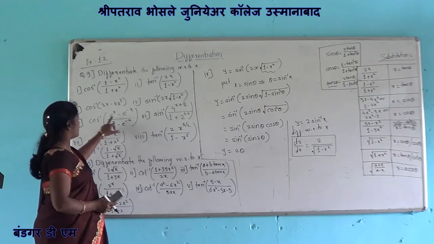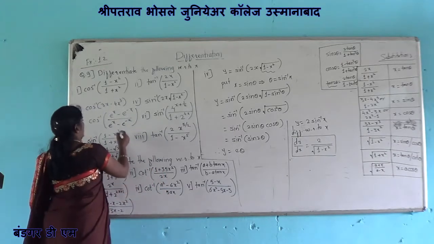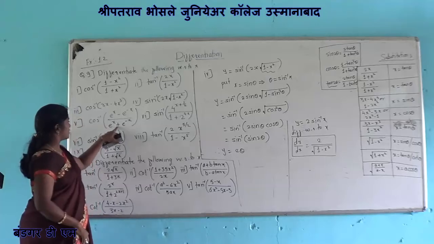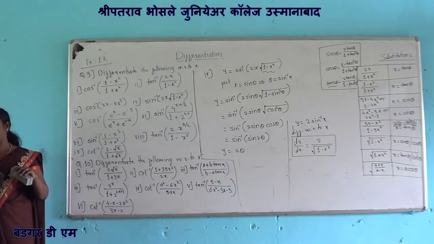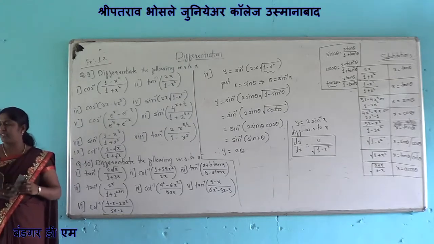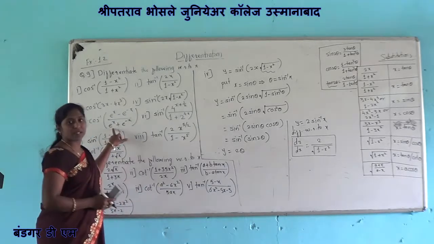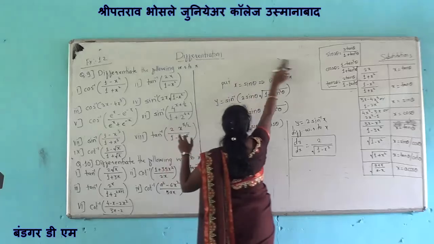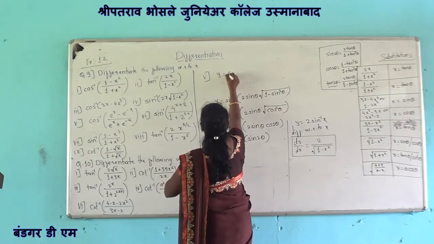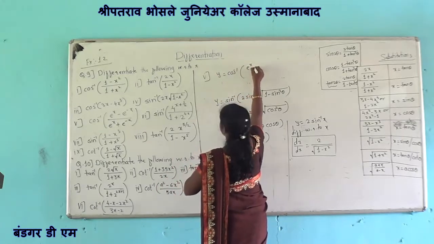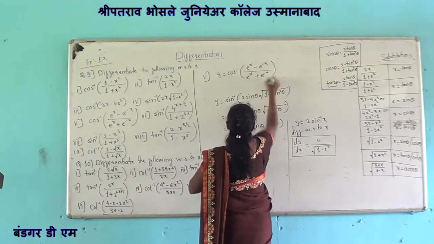Now the next example we are going to solve is question number 5: cos inverse of e raised to x minus e raised to minus x upon e raised to x plus e raised to minus x. We will solve the fifth example. So y is equal to cos inverse of e raised to x minus e raised to minus x upon e raised to x plus e raised to minus x.